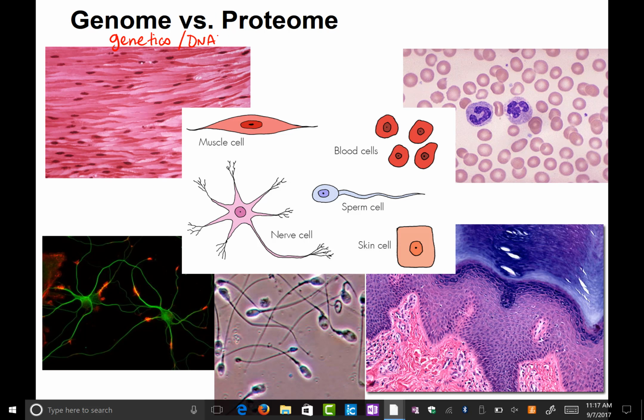But they don't show that, right? Your muscles are not hairy and blue if you had blue eyes because of the proteome. This is the proteins that are expressed. So just because you have all this information in each of those cells doesn't mean all of it's going to be used. So I want you to think about your genome like a cookbook.